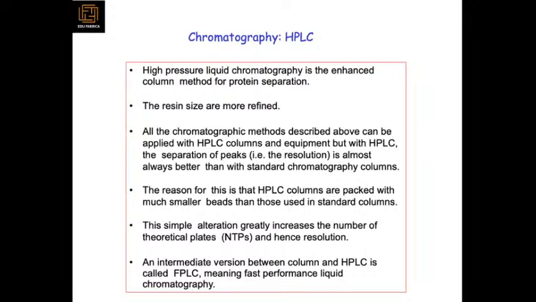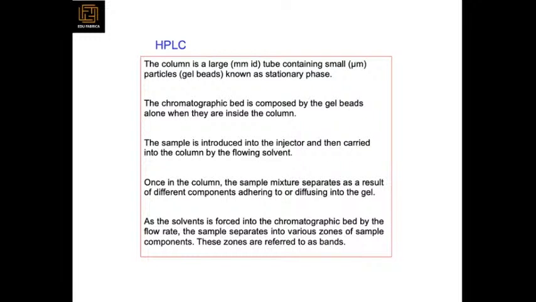That is fast performing liquid chromatography, but we deal with mainly HPLC in this case. The column is a large tube containing small particles which have stationary phase in it, and the chromatographic bed is composed of the gel beads alone inside the column. The sample is introduced into the injector and then carried into the column by the flowing solvent.